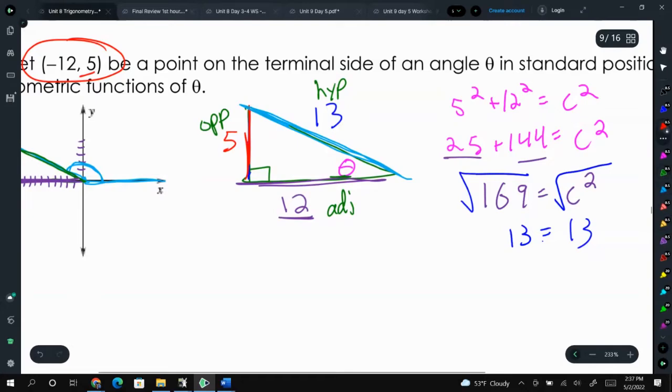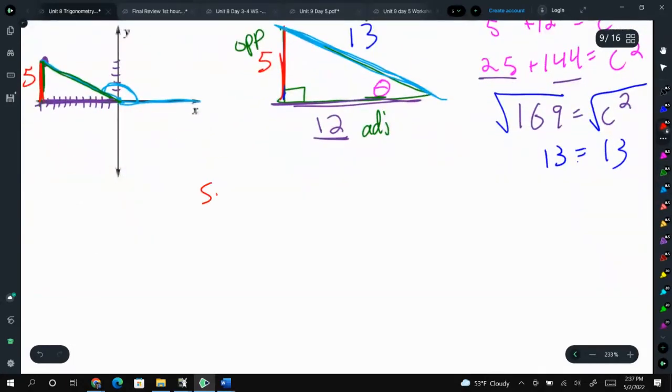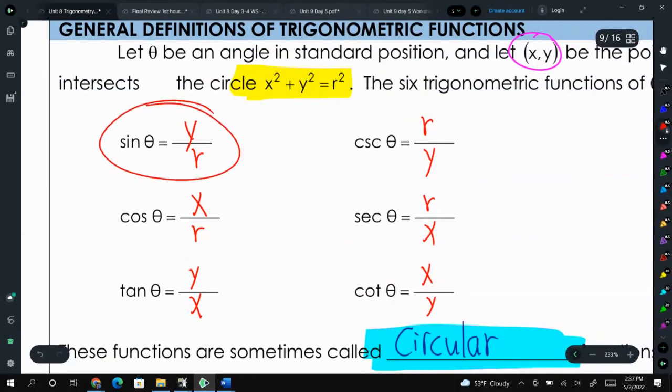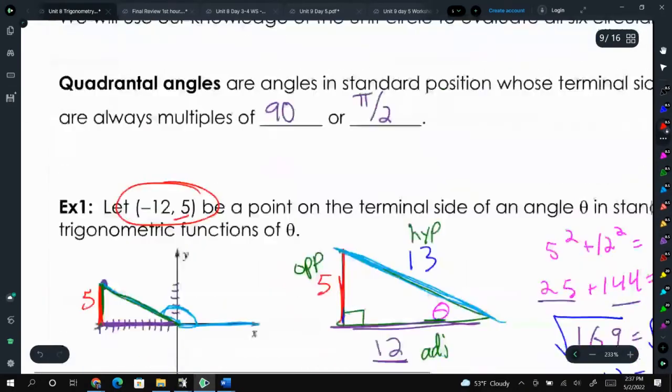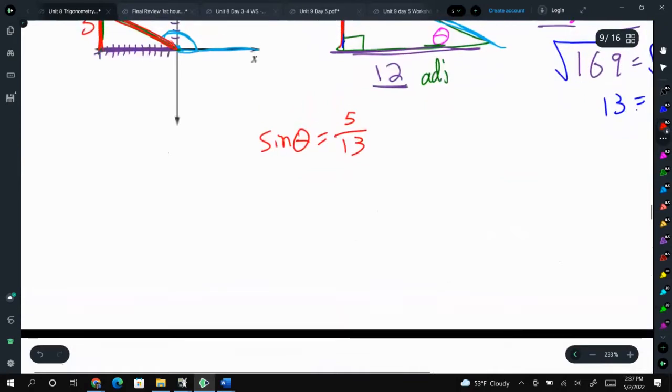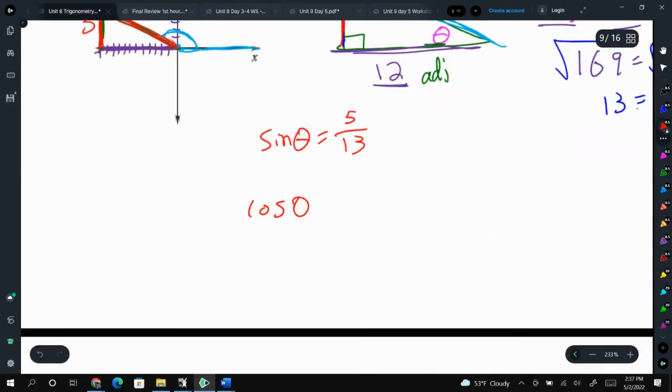So now our 6 trig functions. We got the sine of theta. Sine is the opposite over hypotenuse, so 5 over 13. Or, the y value over the radius. And we calculated that radius, or that r value, as 13. And we know that the y value of our point was 5. Okay, now the cosine of theta. Cosine is adjacent over hypotenuse, so 12 over 13.